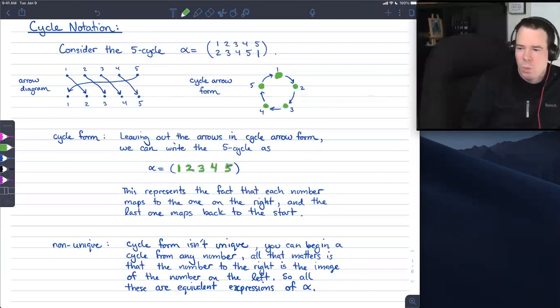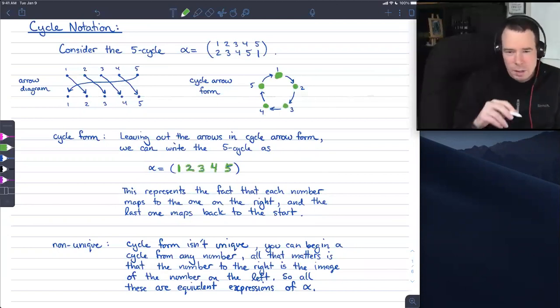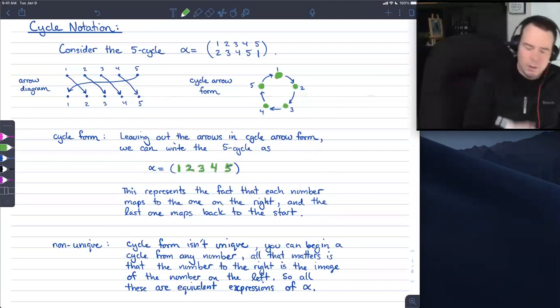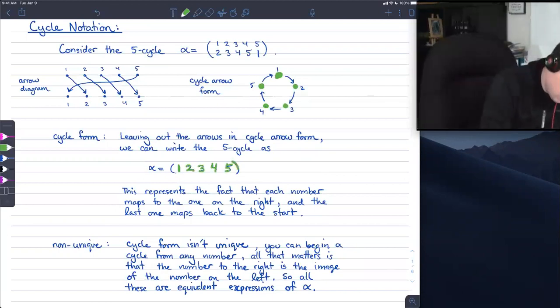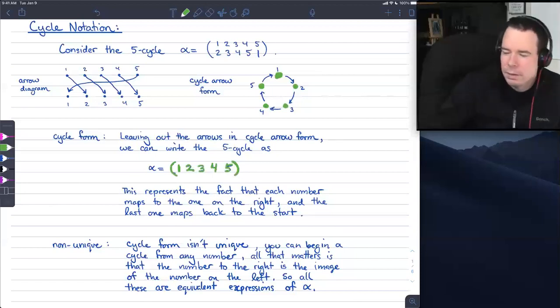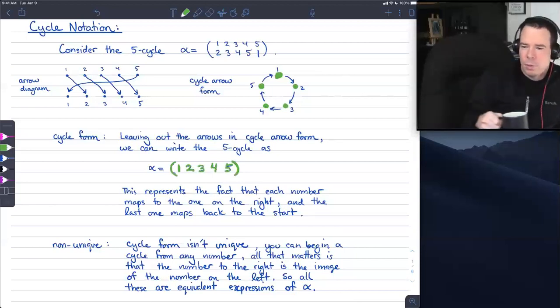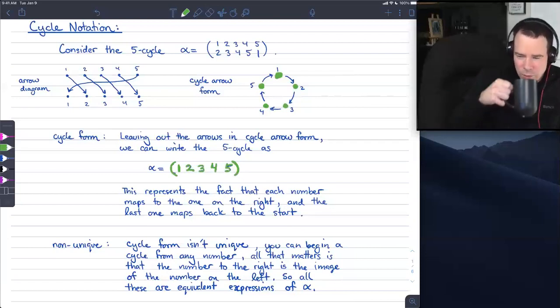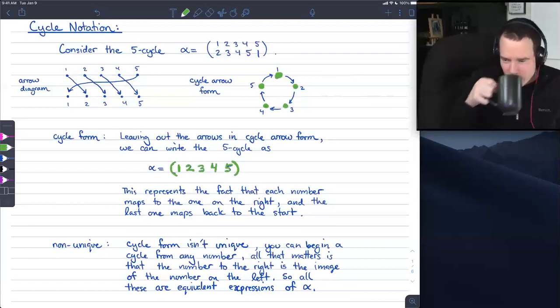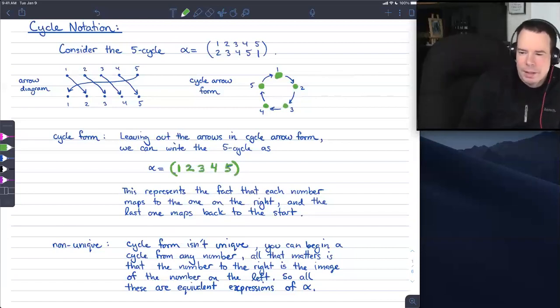And then 5 goes to 1. So I'll just wrap it around and imagine that the last number I wrote down now goes back to 1. So then I've got this closing bracket that I'll just put in. So I've got opening and closing brackets. And that is our cycle form for the permutation. It doesn't force us to have to write a top row and a bottom row as in the array form. It contains all the information we need right there. And so this represents the fact that each number maps one to the right and the last one maps back around to its start.